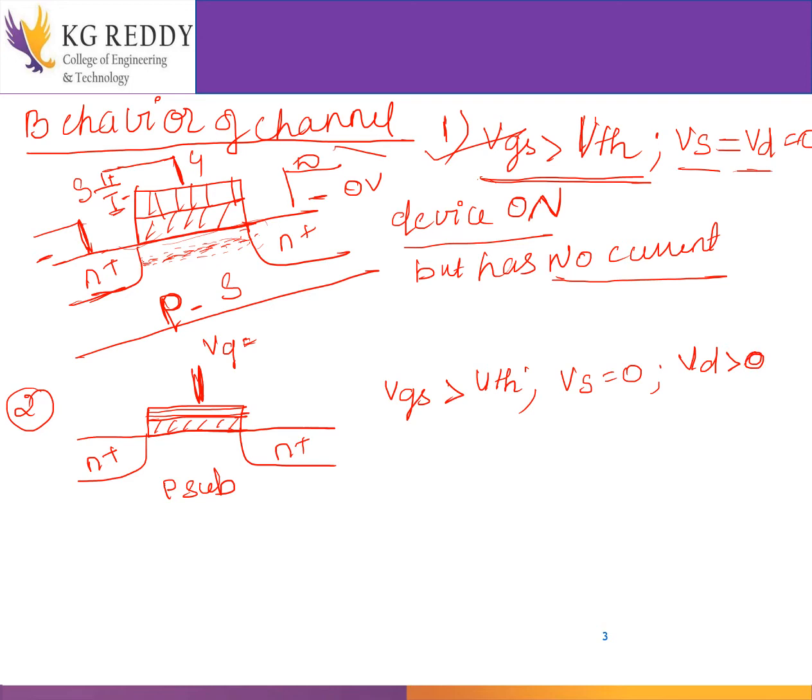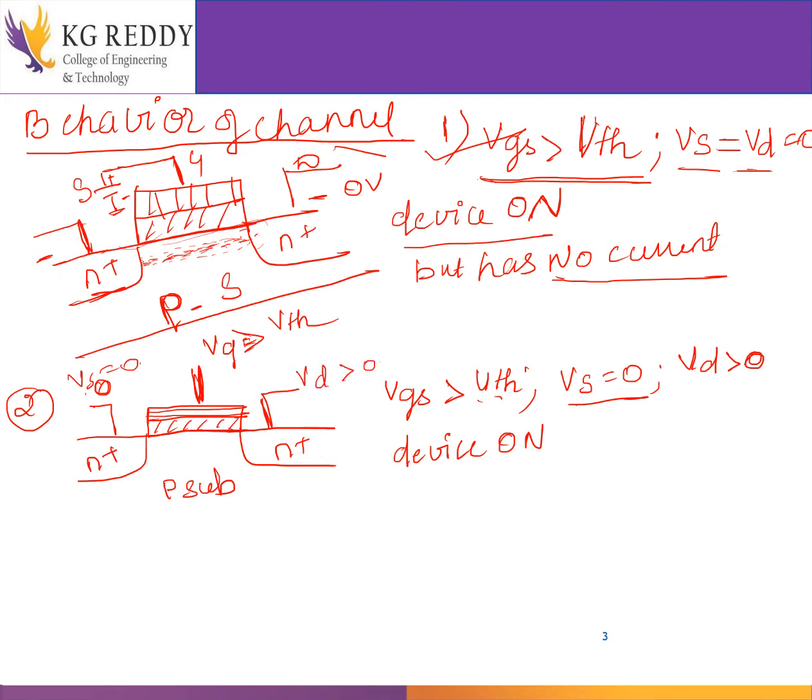We haven't said that Vd is greater than 0. We only said we are looking into the behavior where VGS is greater than VTH. That means the device is on. The device is on, but Vs is 0. Vs is equal to 0, here it is greater than VTH, and Vd is now greater than 0.